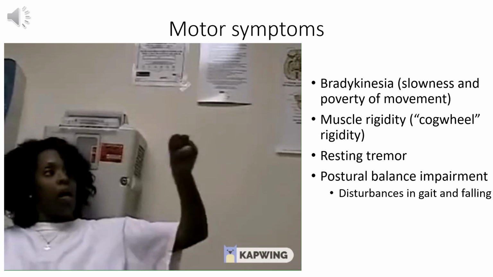And bradykinesia is by far the most pervasive symptom that's seen in all Parkinson's patients, where there's a slowness and poverty of movement. This is mainly due to the loss of dopamine, and patients are not able to initiate movements as easily. So next, we will move on to some non-motor symptoms.